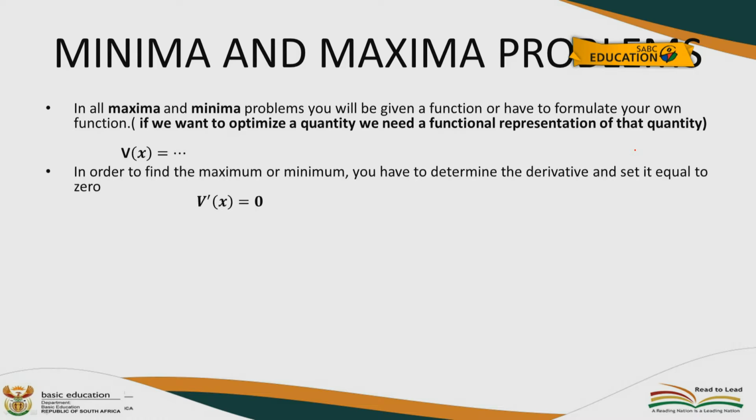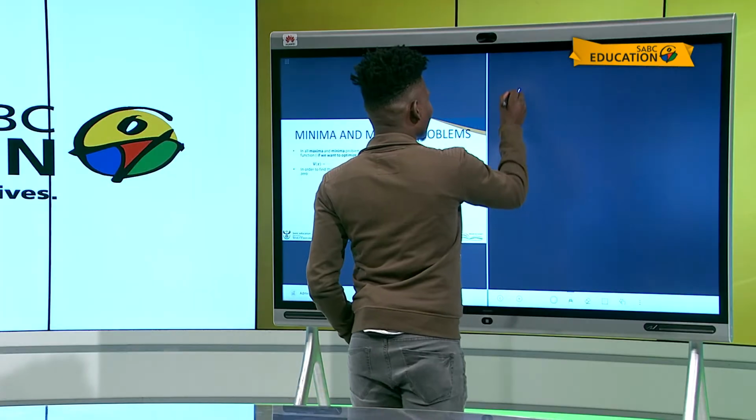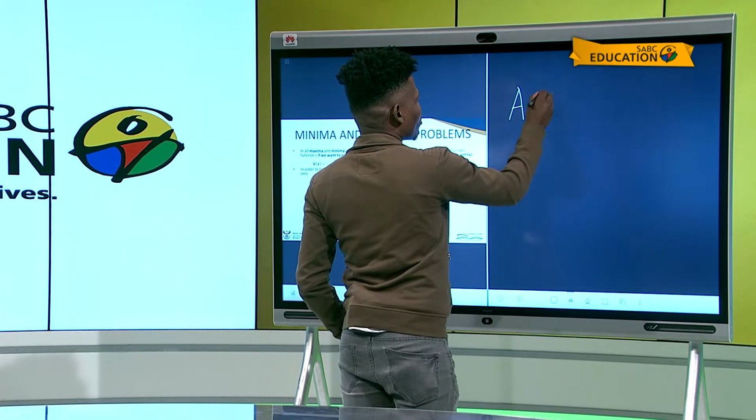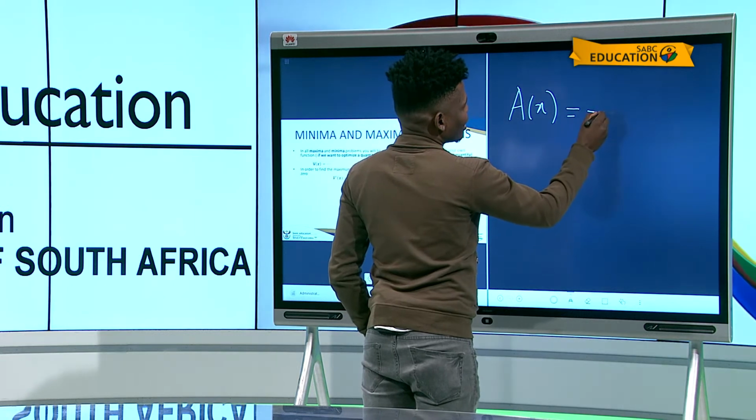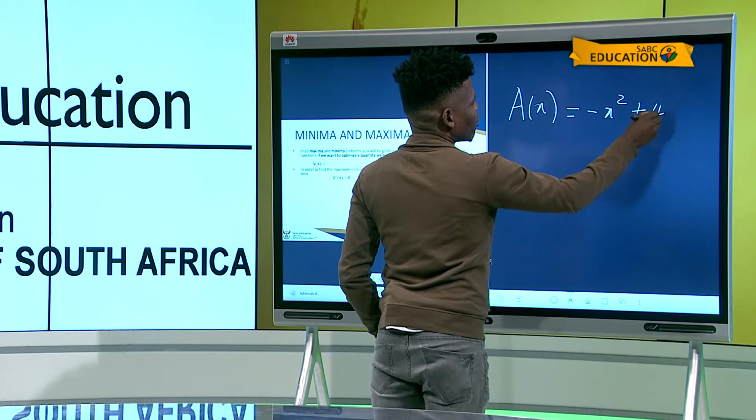Now, once you are able to get a functional representation of this quantity, in order to find the minimum or maximum of this quantity, you are going to determine the derivative and set it equal to 0. So now let us go back to the earlier example that I've given you guys. I said that our area as a function of x is given as negative x squared plus 4x.